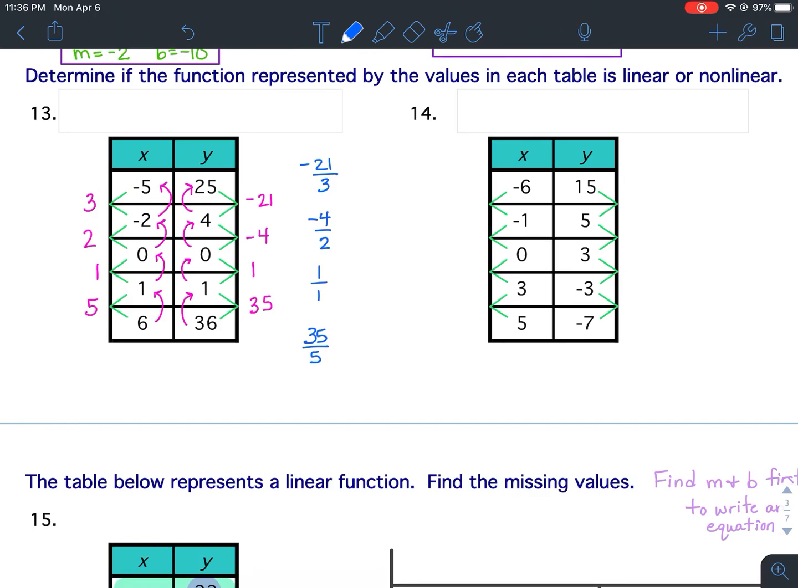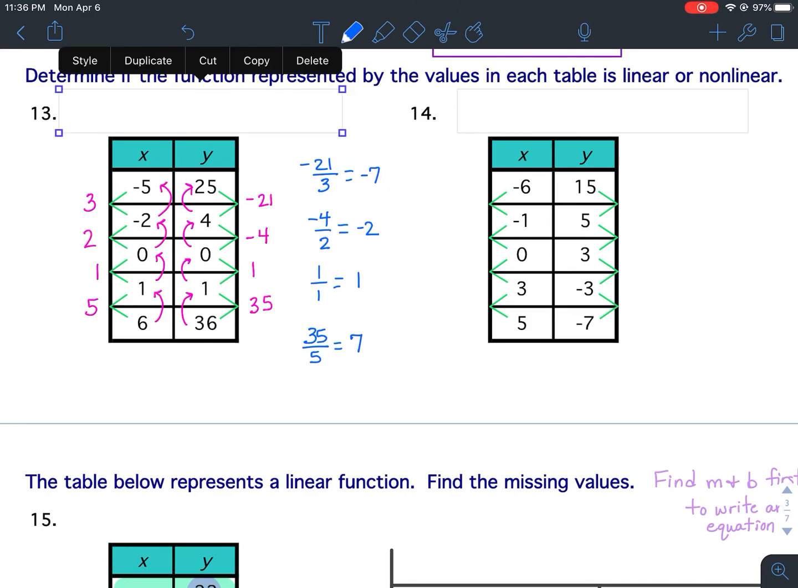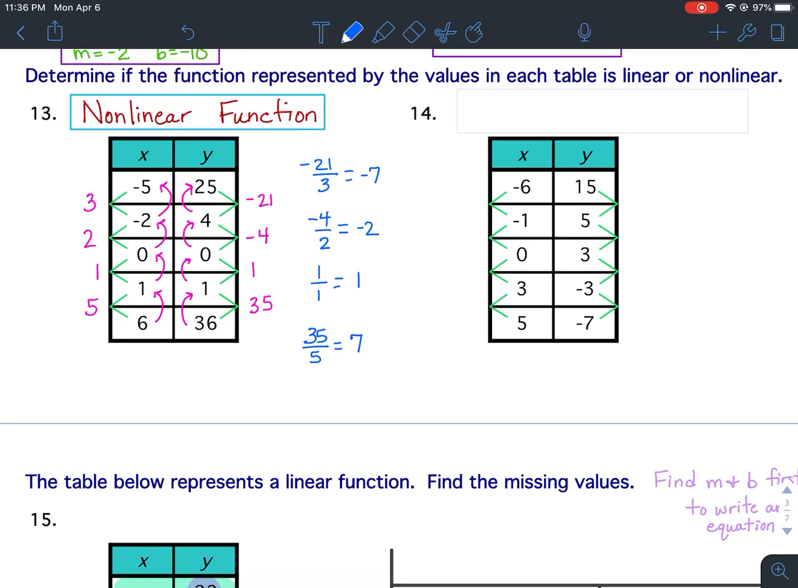Okay, so now we divide these. Simplify. Negative 21 divided by 3 is negative 7. Negative 4 divided by 2 is negative 2. 1 divided by 1 is 1. And 35 divided by 5 is 7. Are these numbers equivalent? No, because they're not equivalent. And even if 3 out of the 4 were the same, just one being different would make it nonlinear. So this is a nonlinear function.